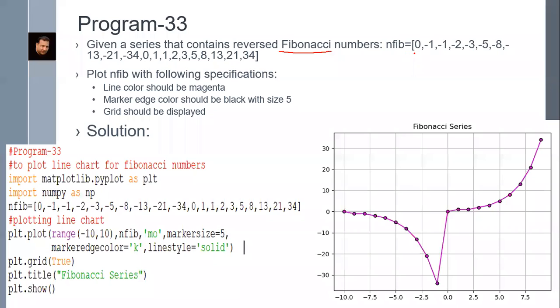These numbers are generated by adding two previous numbers. No need to go into detail now, but we have an array of Fibonacci numbers given in the question: 0, 1, 1, 2, 3, 5, 8, and so on.